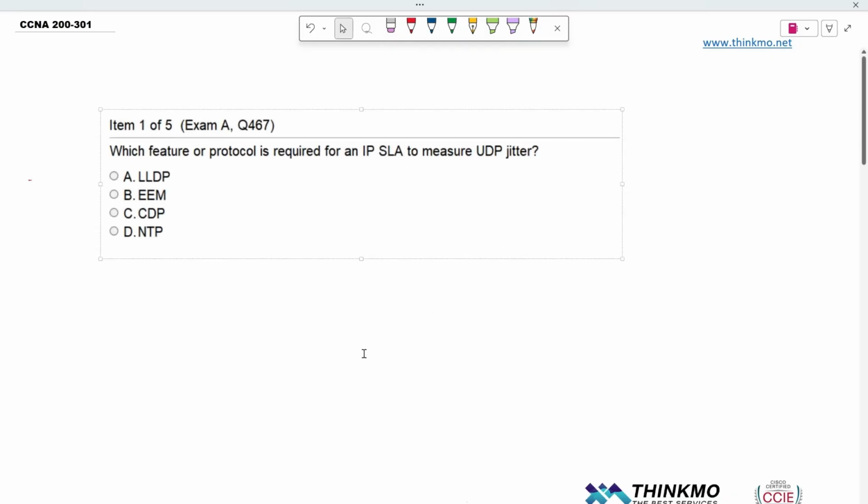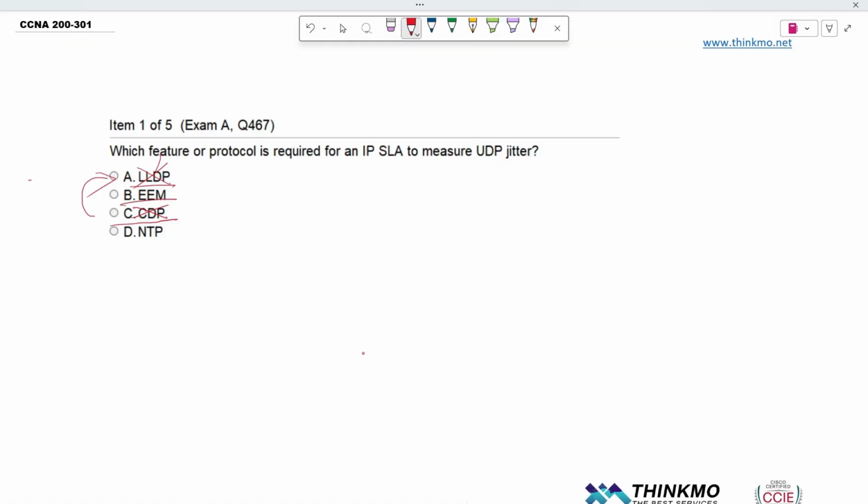This question is actually very simple. First of all, LDP is a link discovery protocol used to discover information about neighboring devices. It has nothing to do with jitter measurement, so it's incorrect. Additionally, option C, CDP, is Cisco's proprietary protocol, quite similar to LLDP. Both serve the same fundamental purpose. They're used to discover neighbors, and they also have nothing at all to do with UDP jitter. As for EEM, it's even less related.